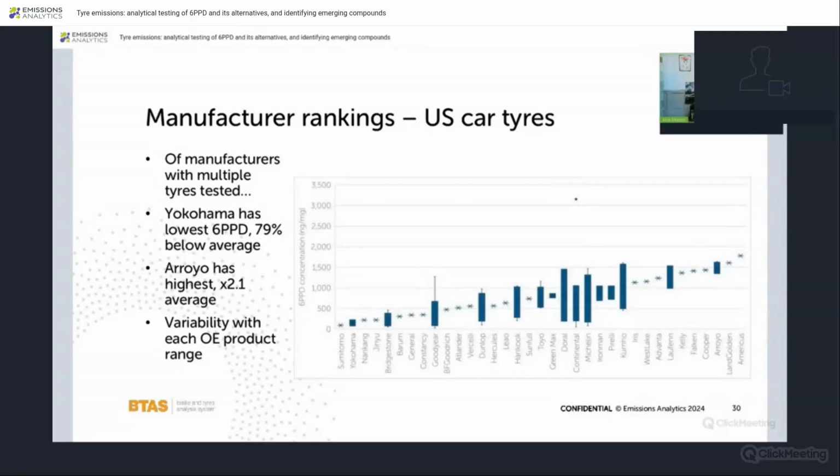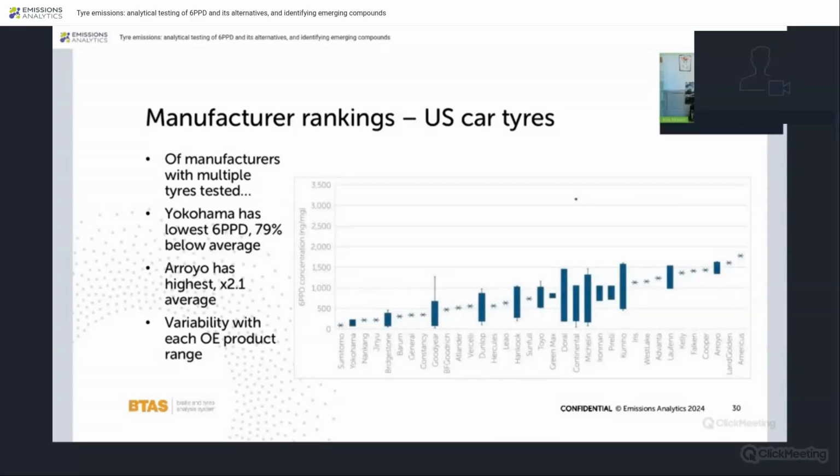So in this case, Yokohama stands out. Of the ones where we've tested multiple tyres, and we have a box and whisker part of the chart, Yokohama's 6PPD concentration on average is 79% below the average for the whole group, whereas Arroyo tyres are double the average. But as you can see, again, within each manufacturer, there is quite significant compound variation. So that does start to suggest that it is a product level choice, even within a manufacturer, as to the level of 6PPD.